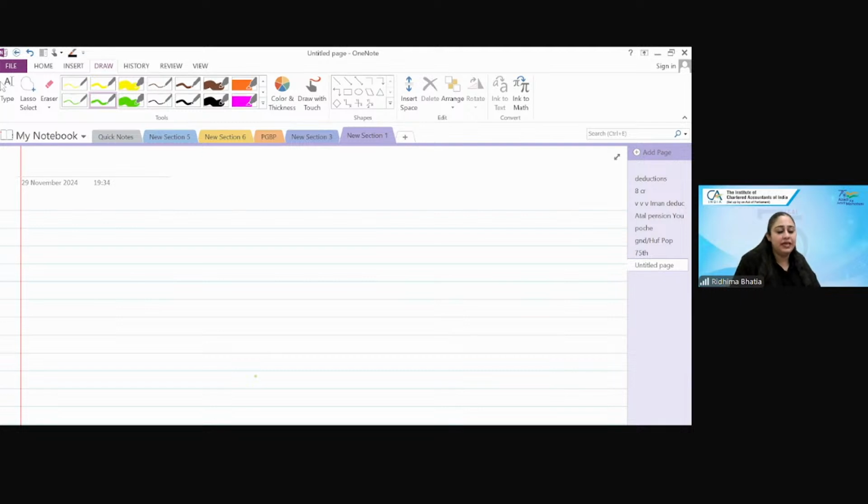So when I talk now about 80E, 80E talks about education loan. Now this is again as I told you, of all the sections which we have discussed so far, only two subsections are allowed under 115BAC, otherwise all sections are only allowed if you opt out of 115BAC. Which two sections? 80CCD subsection 2 and 80CCH subsection 2. Now we talk about 80E.